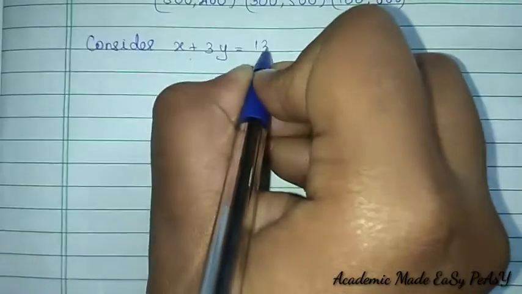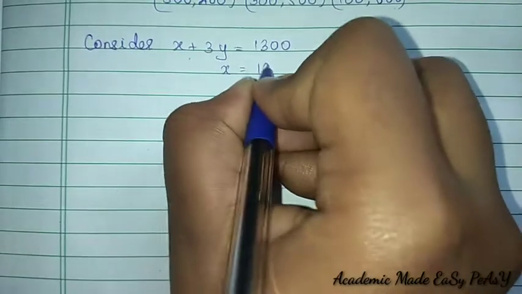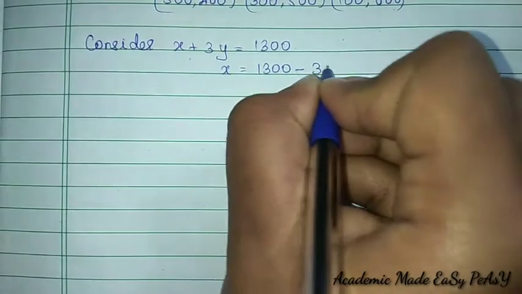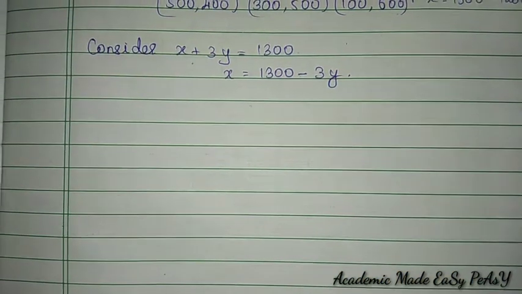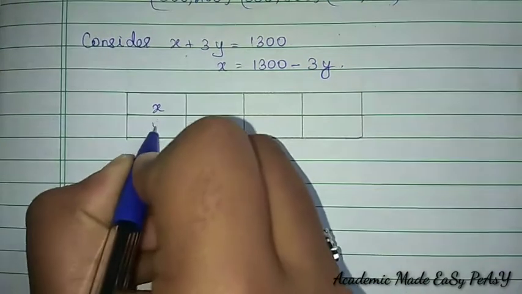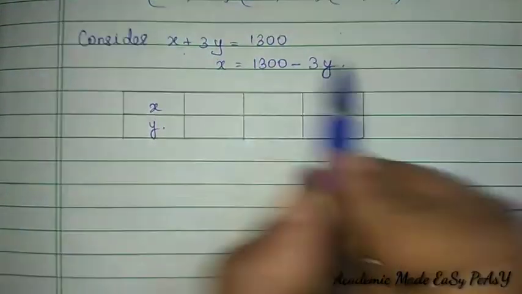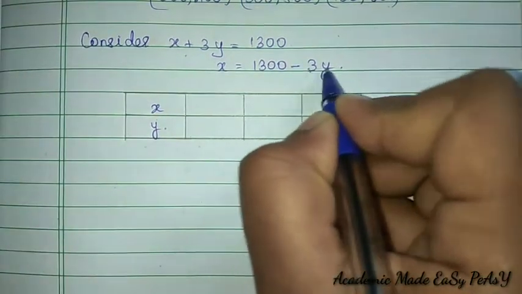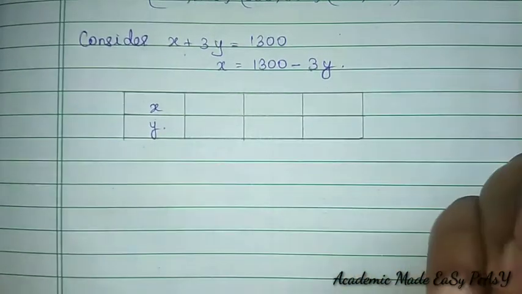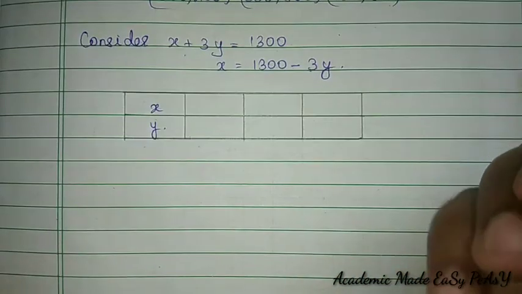Okay. So now let us consider the second equation. So consider x plus 3y is equal to 1300. So now I will be finding x value. So x is equal to 1300 minus 3y. So now I will start drawing the table to get my coordinates. So this will be my x, and why I have taken these 3 columns, because it is a bigger number. So now let me start for 3. So 3 into something which gives me closer to 1300. So now let me start from 300 itself.